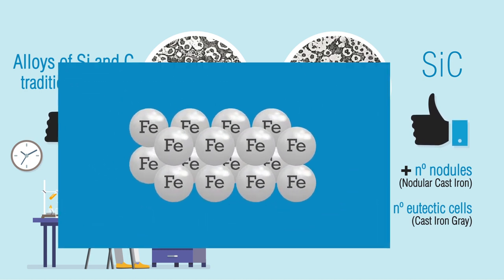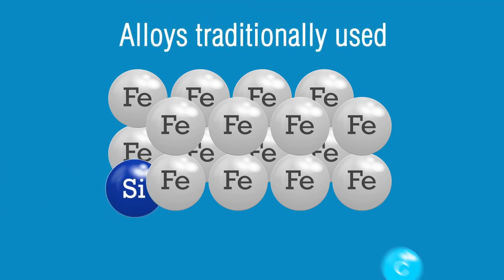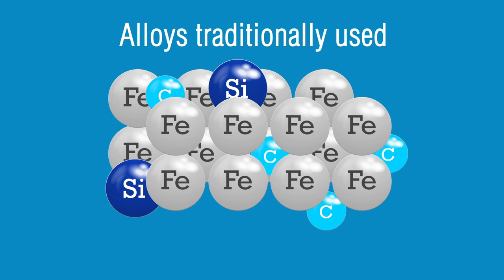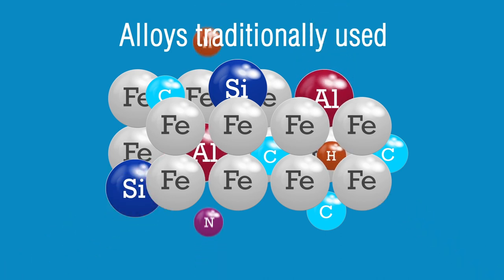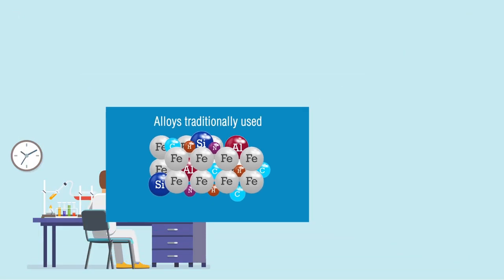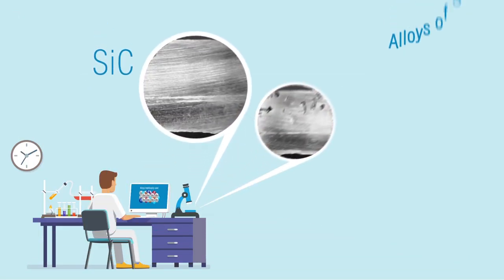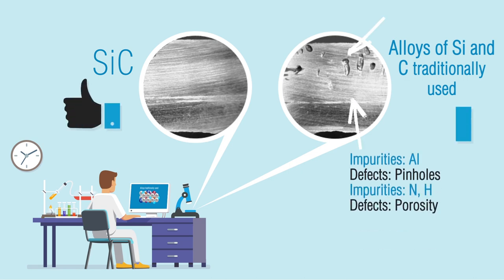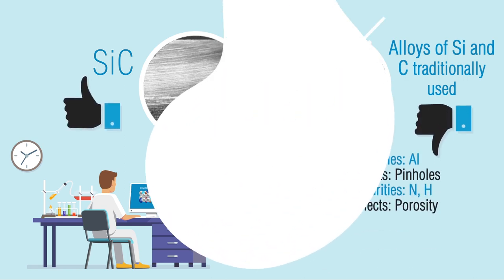There are other materials that can provide silicon and carbide to cast iron. However, these materials have levels of impurities that are also incorporated into the metal and can generate defects in the final product. However, the level of SiC impurities is much lower in relation to these products, minimizing cast iron alloy defects.